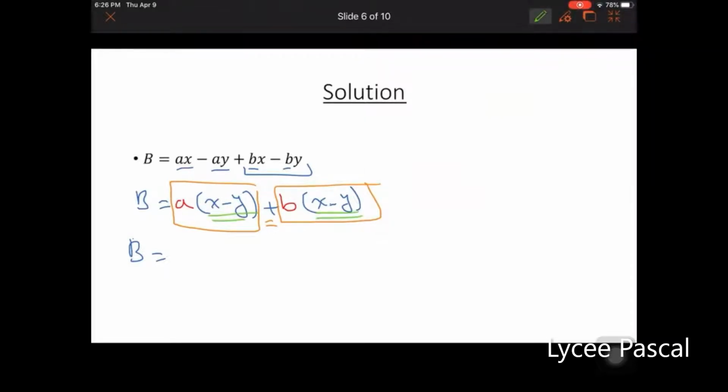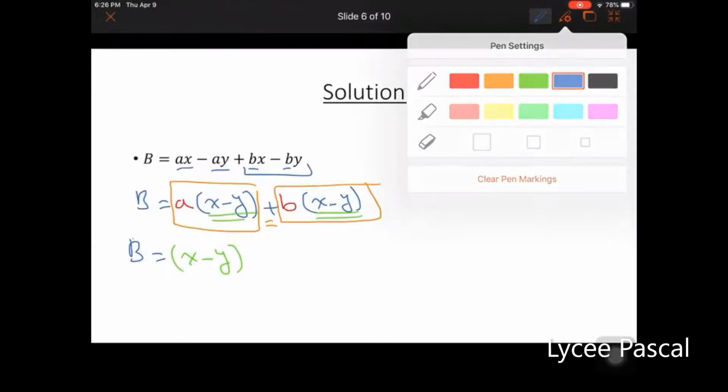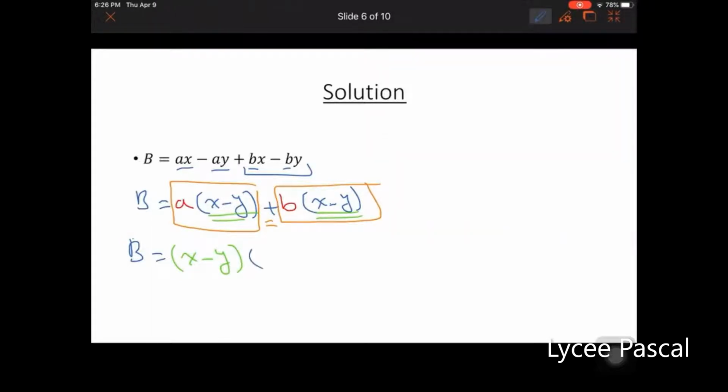Passing to the other expression c. So c equals y squared minus 2z plus yz minus 2y. If we take the two first elements, we don't have any common between them, between y squared and 2z. But if we take y squared and yz, we have a common y. And 2z and 2y, we have a common 2.